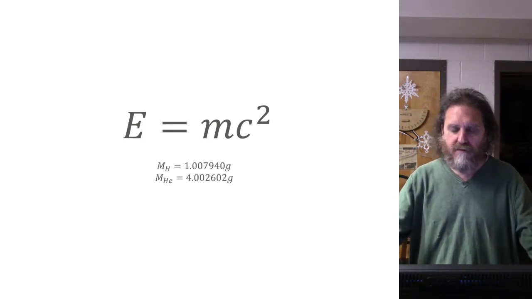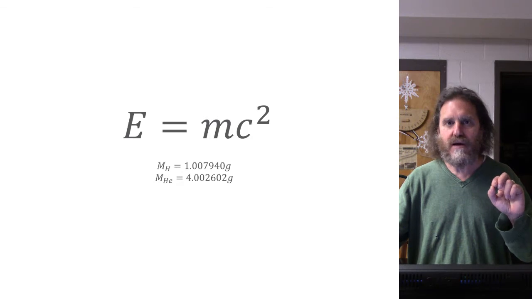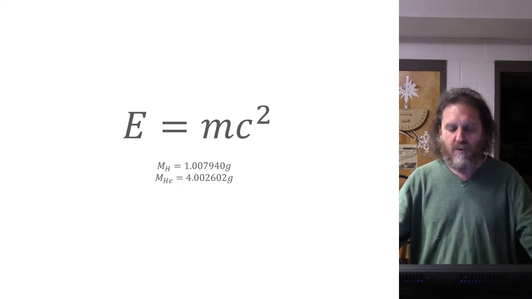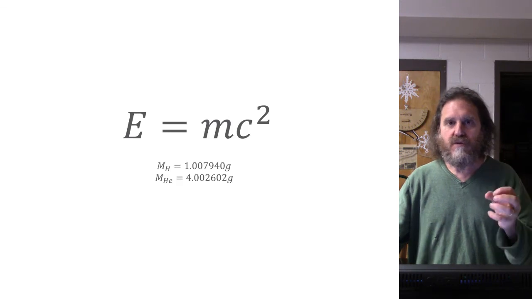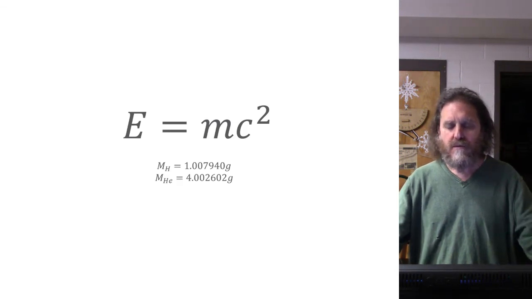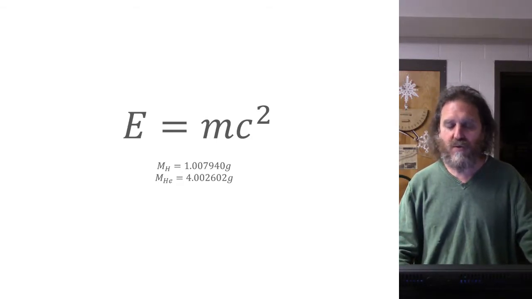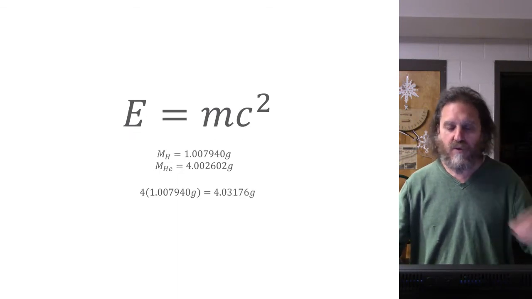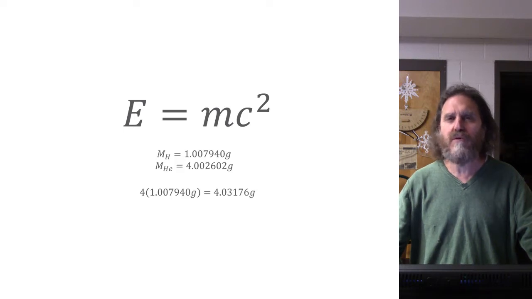The molar mass of hydrogen is 1.00794 grams. Remember, that's 1 mole of hydrogen atoms weighs that much. And the molar mass of helium is 4.002602 grams. Now, you might think if 4 hydrogens come together to form 1 helium, then the molar mass of helium should be exactly 4 times the molar mass of hydrogen, but it's not quite 4 times. If I multiply the molar mass of hydrogen by 4, I get 4.0317. You see, that's a little bit more than the molar mass of helium. Why is that?